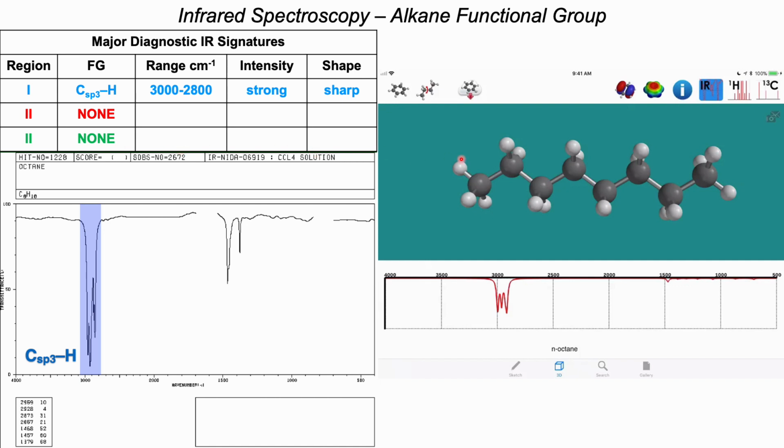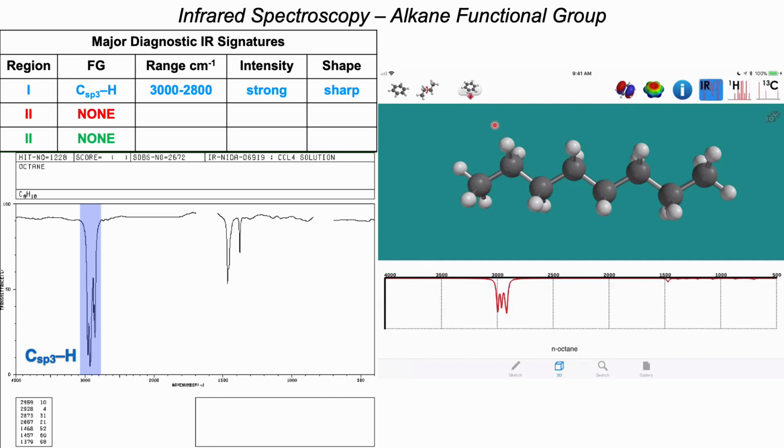So to the right of that is a movie that was made in an app called iSpartan, which will give you an idea of what you're actually seeing when you see the signal in the IR spectrum. So in the simulated spectrum below, you'll see a little bar move over, and then you'll actually see the bond stretching in the movie that's being played.